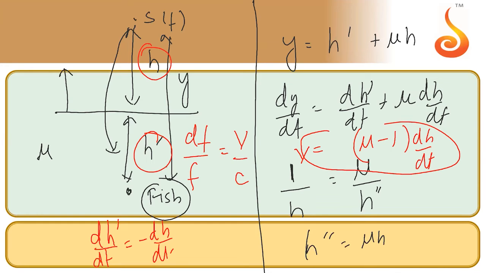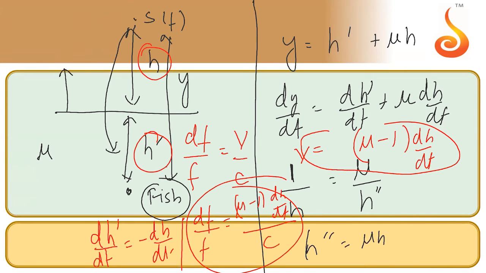dy by dt gives me nothing but the velocity with which the gap appears to be changing between the fish and the source. The rate of change of the gap is equal to mu minus 1 dh divided by dt. We have got the answer. So I will write down the last step and then we are done. df divided by f is equal to mu minus 1 into dh divided by dt, further divided by c. This is my answer. Please write it down.